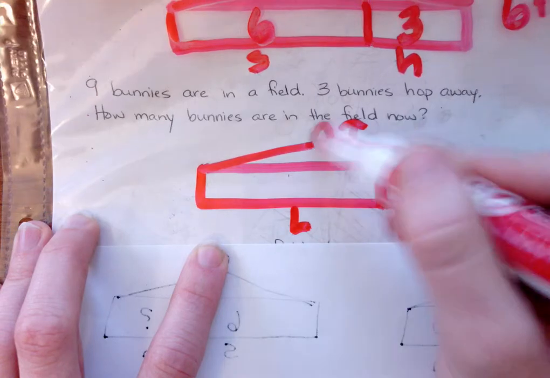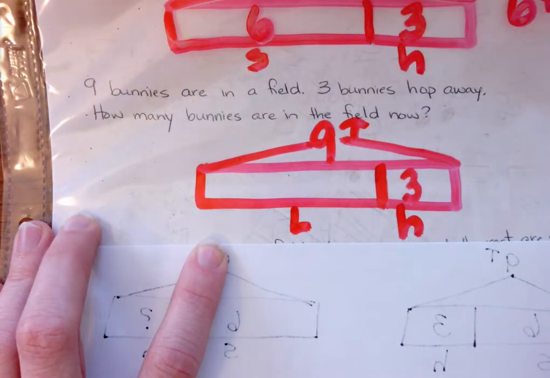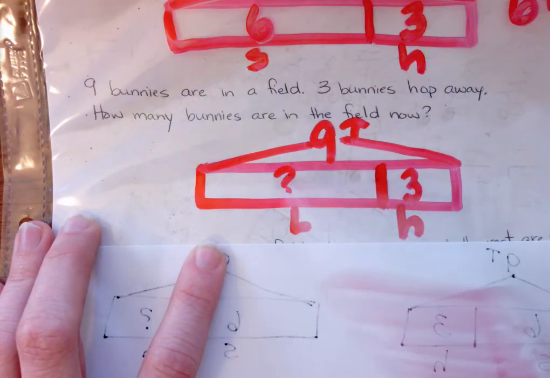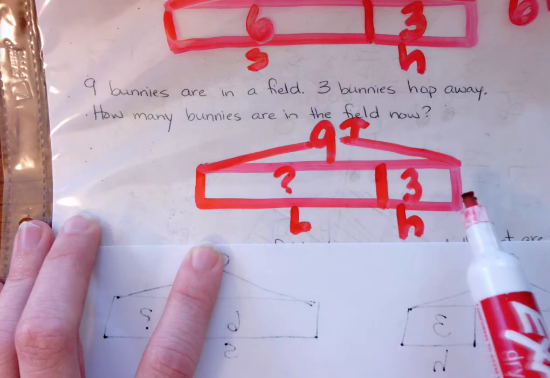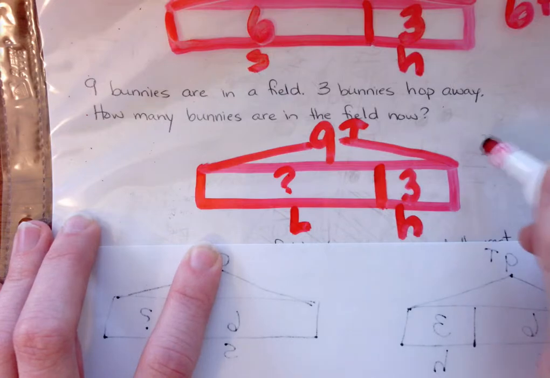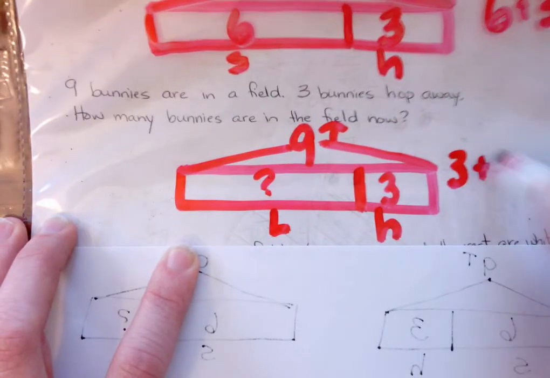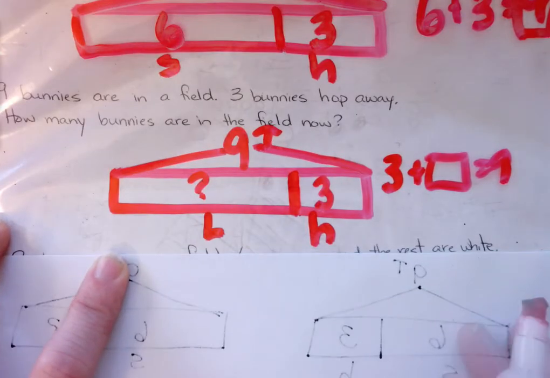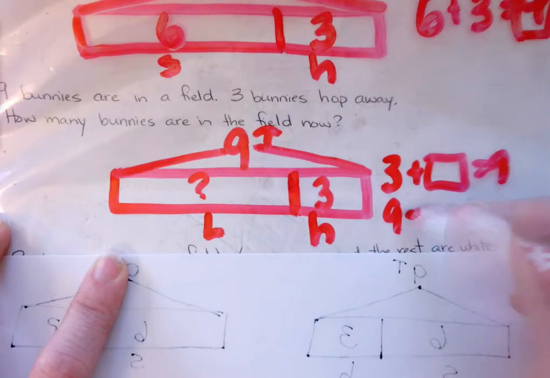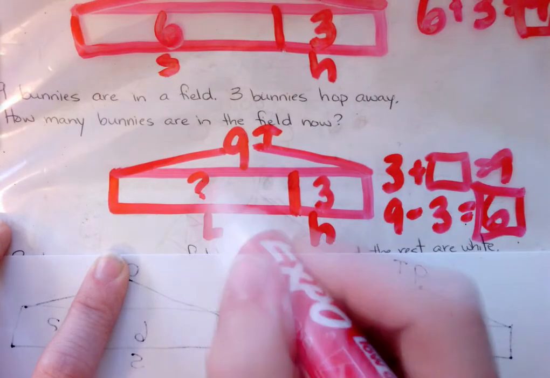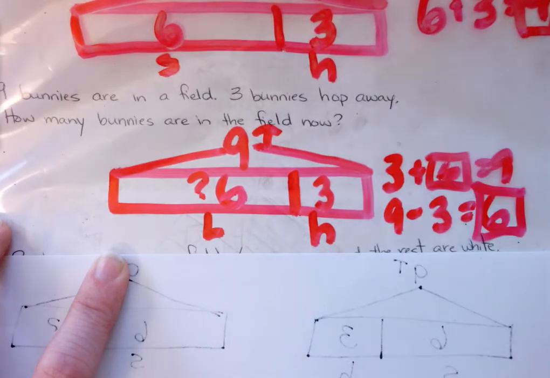In this case, we know that there were 9 bunnies altogether, and our missing part is what's left now. I can see, based on this representation, that I need to either start with 3 and add to make 9, or I can subtract my 3 from 9 to identify what this part is, 6.